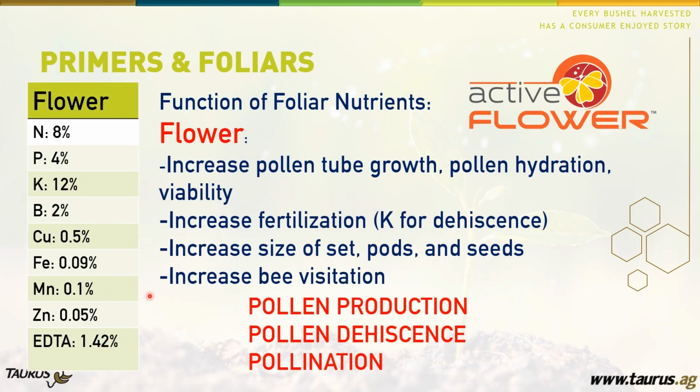So here's what we have in flower, and we've shown you that kind of thing. We've got a lot of potassium, which we need, and late in the season it's hard for the plant to get. So how does it function? Well, it increases pollen tube growth, pollen hydration, viability of pollen. The potassium is used for dehiscence in order to open up the anther and allow the pollen out.